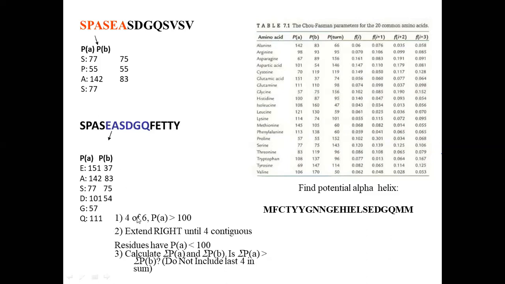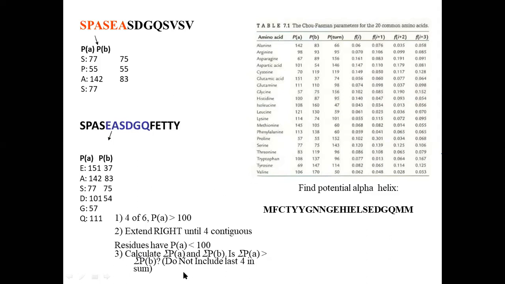So here we have the formula: first, 4 of 6 amino acids have the propensity of alpha greater than 100. You can see here, if you accumulate or add the values of 4 amino acids, it will be more than 100. Extend to the right until 4 contiguous amino acids. So from here you can move in the right direction, and then you also have to move in the left direction to calculate, as we discussed in the previous slides. Where residues have propensity of alpha smaller than 100, you have to calculate these values as mentioned here.